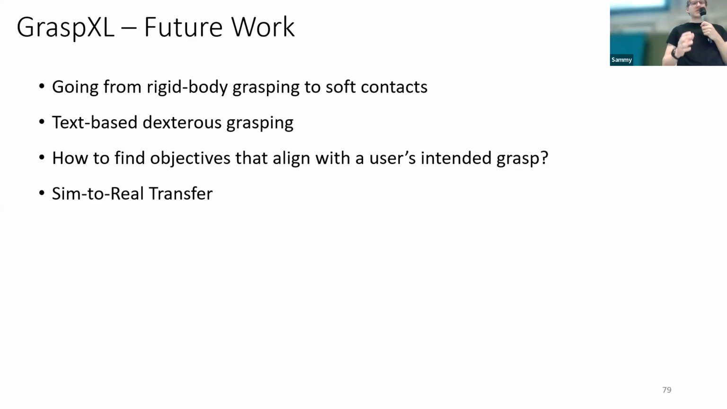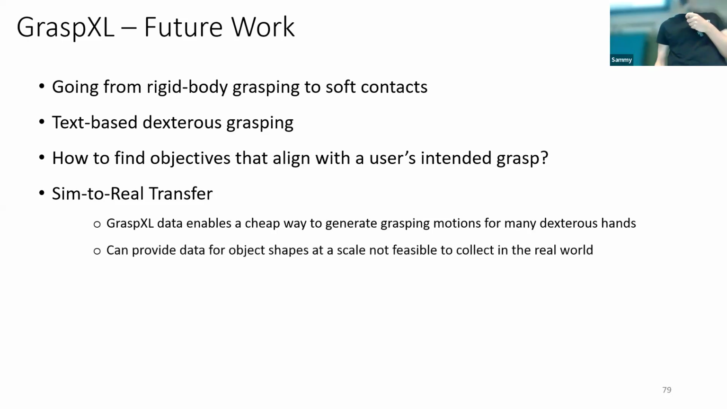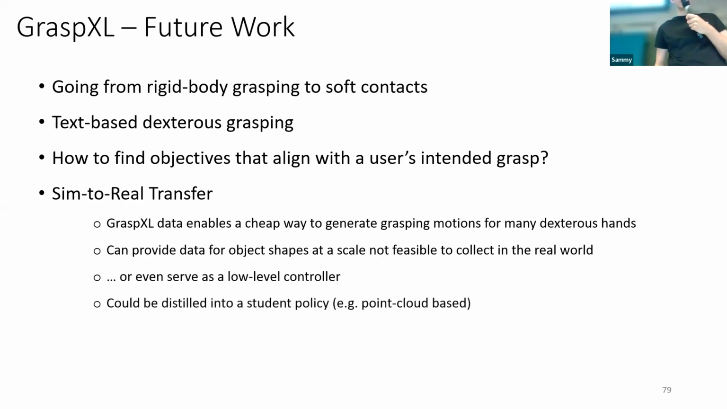And then one important aspect which we don't look at currently in our work is the sim-to-real transfer. But we believe that GraspXL could enable a very cheap way to generate grasping data for many different dexterous hands, which can provide data for object shapes at a scale which is just not feasible to collect in the real world. Or it could even serve as a low-level controller, which could potentially be used in a teacher-student framework, where we use this policy as the teacher and then distill it into a policy that only has access to more realistic sensing that we have in the real world, such as, for example, vision-based sensing.